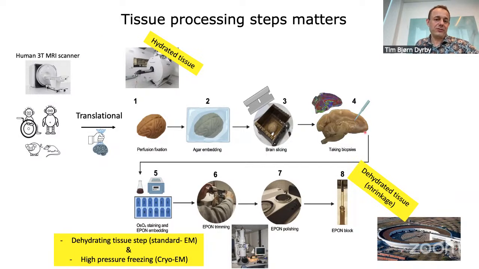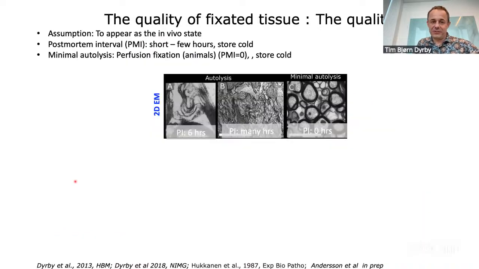That is a state which is very close to in vivo state. It's of course fixed, but it's still hydrated with a lot of water. When you start to process your tissue for EM or for synchrotron imaging, you often go through a dehydrating tissue step. And this is what you do with standard EM. And if you do that, then you risk having a shrinkage effect because you dehydrate the tissue. Alternatively, what you can do is high pressure freezing, cryo-EM, but that only works on very thin slices. And then you will not introduce this kind of shrinkage. And in that case, you will have something that more closely matches what you would expect to see on MRI. So this is something we need to be aware of in the tissue processing.